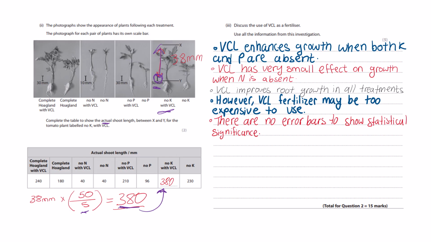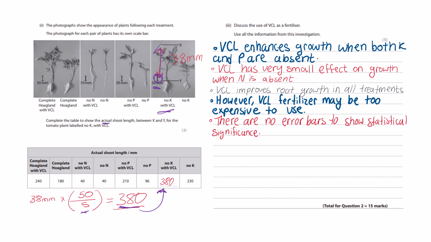Discuss the use of VCL as a fertilizer. So VCL obviously enhances the growth when both potassium and phosphorus are absent. Also, VCL has very small effects on growth when nitrates is absent. VCL improves root growth in all treatments. Okay, if you see in the graph, you can see that with VCL, it's slightly higher than all of them without. However, VCL fertilizer may be too expensive to use.